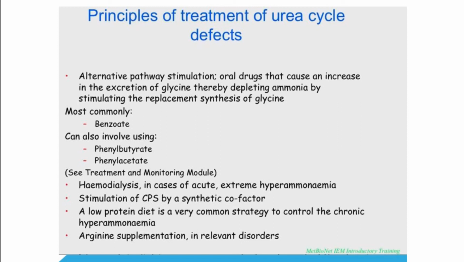In case of extreme hyperammonemia, we can use hemodialysis, where your blood will be filtered and sent back. And also very important, we advise these patients to have a low protein diet. Those who have chronic hyperammonemia, we advise them to have a low protein diet. We also give them arginine supplementation.